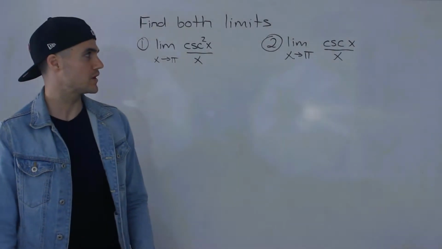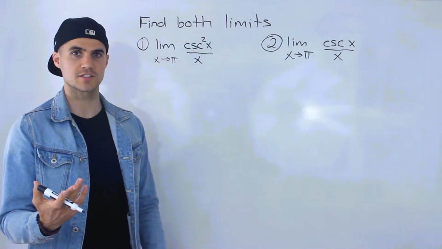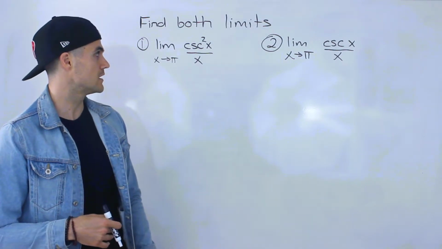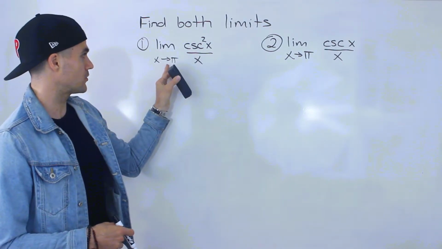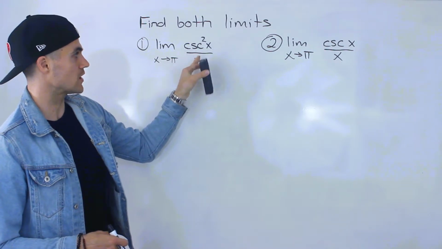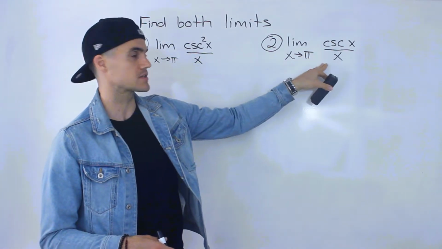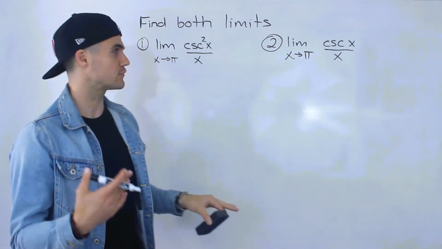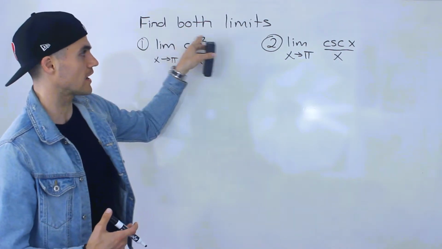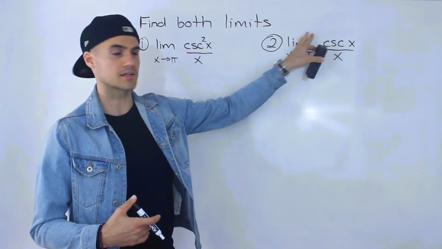Patrick here, and moving on to the next video, we have more limits to solve. These are infinite limits as well. So we have the limit as x approaches pi of cosecant squared x over x, and then the limit as x approaches pi of cosecant x over x. Notice very similar functions. This one is cosecant squared x. This one is just cosecant x.